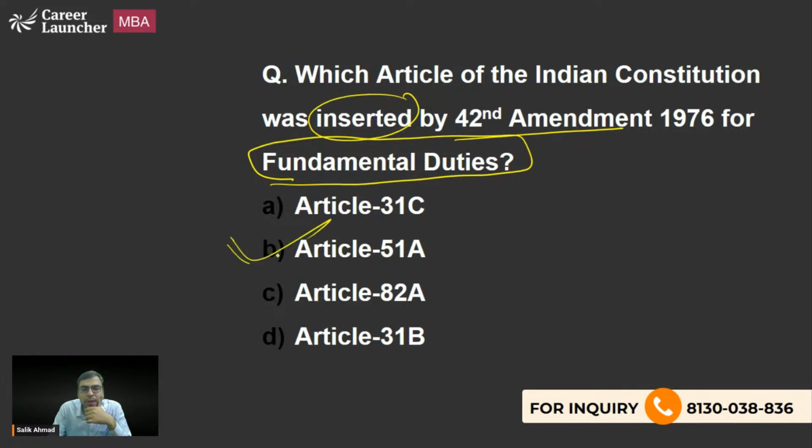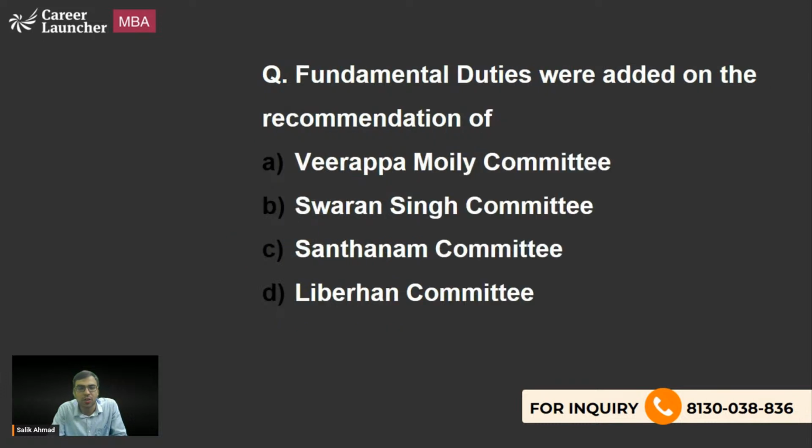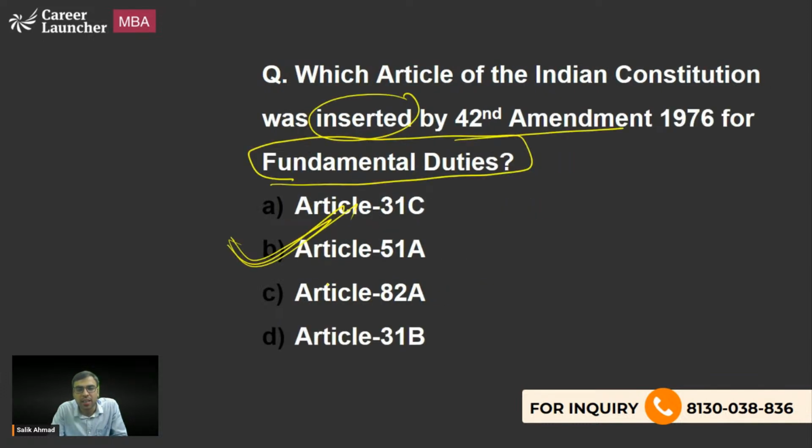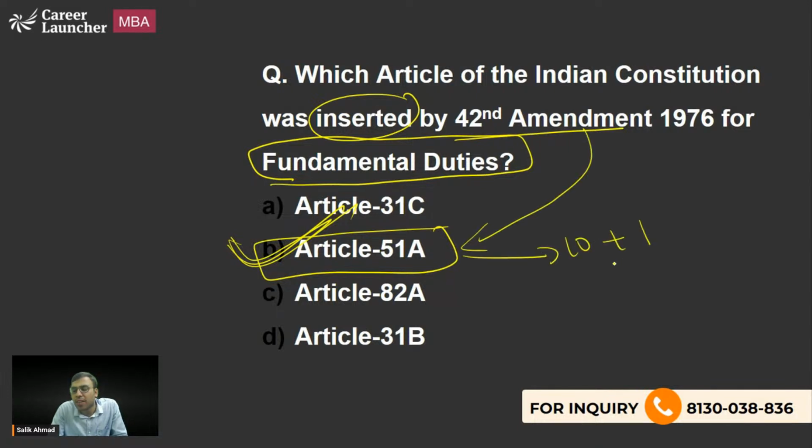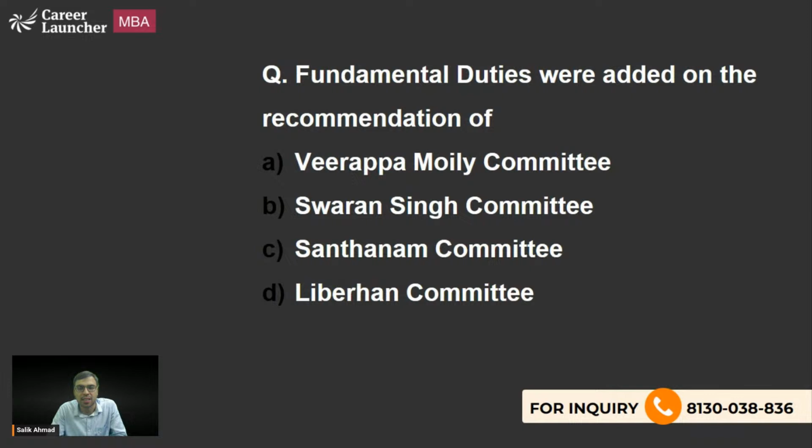The right answer is option B. Article 51 capital A is the right answer to this question. Okay? So remember. Article 51 capital A, 42nd Amendment added 10 fundamental duties, and later on one more was added by the 86th Amendment. So currently in Article 51 capital A, we are having 11 fundamental duties. B is the right answer.